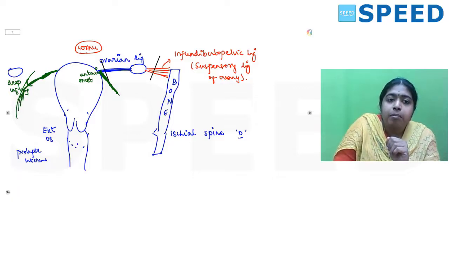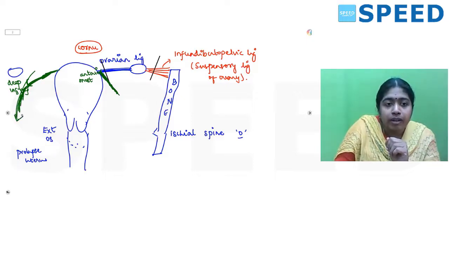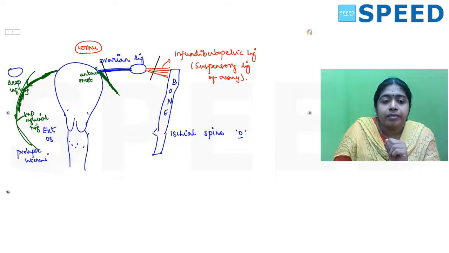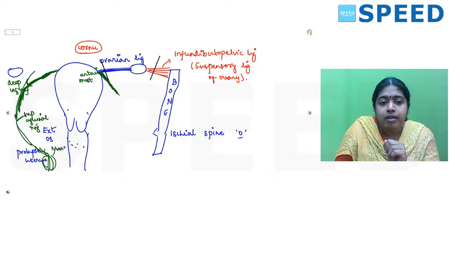Now the round ligament is a part of the inguinal canal in females. It comes out of the superficial inguinal ring, and the round ligament is attached to the external genitalia, that is, it is attached to the mons pubis.